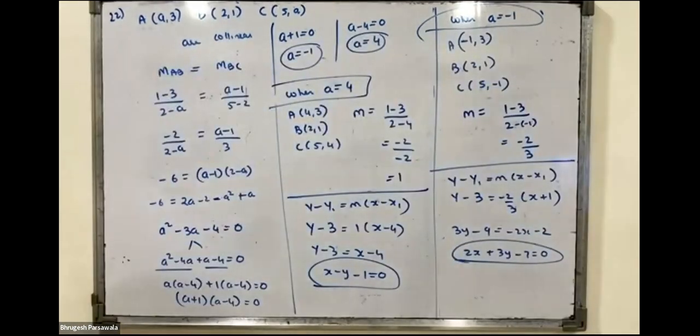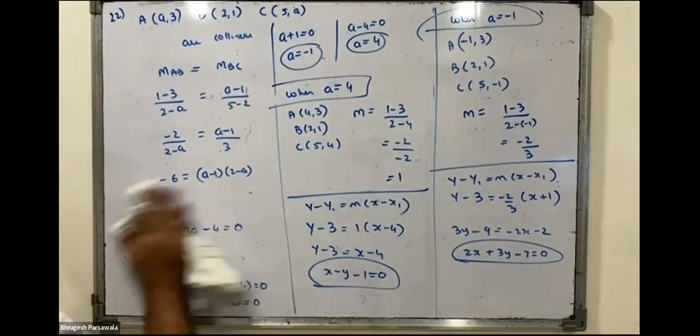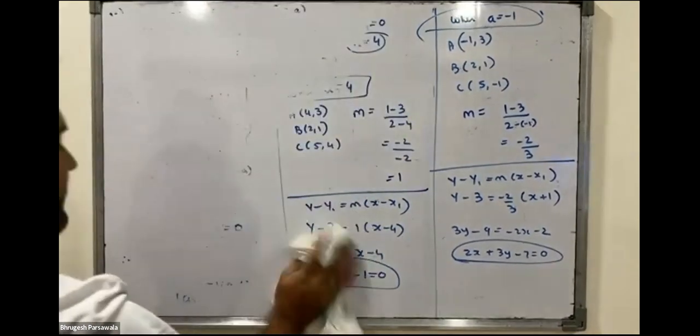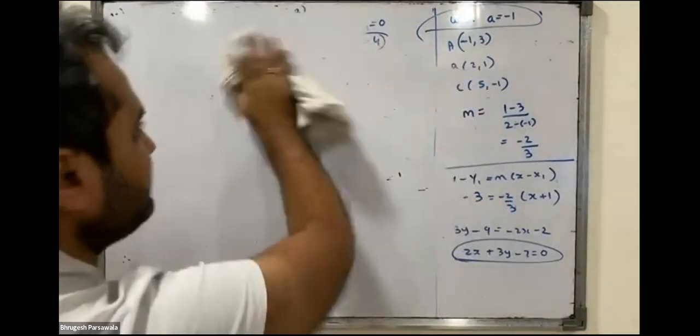Let's go to 23. Star mark both 23 and 24. Last two sums but very important.